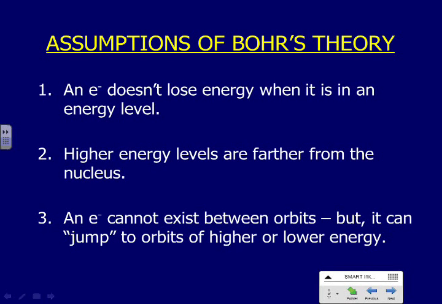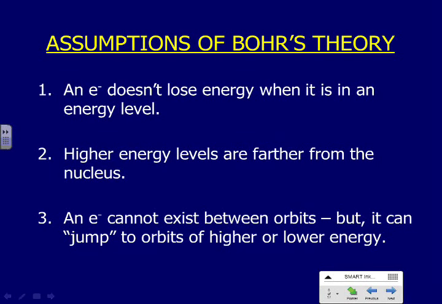If you're at a further orbit, you're further from the nucleus. An electron cannot exist between orbits, but can jump to orbits of higher and lower energy. Now that's the first kind of idea of the weirdness of quantum mechanics. When you go on to chemistry and study quantum mechanics, the rules that govern the tiny, like electrons and atoms, are strange rules. Let me give you an example of what that number 3 stands for.